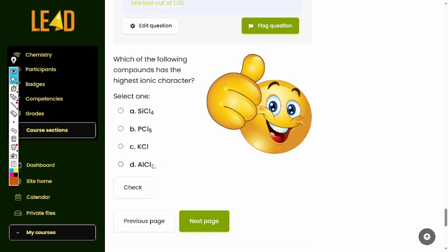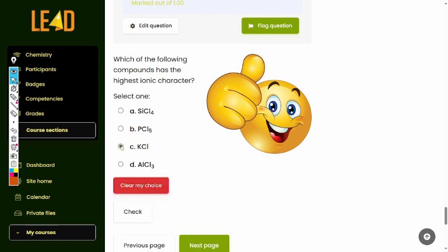But of these 2, which has a stronger ionic character, that can be determined by the electronegativity difference. The larger the difference in electronegativity, the more ionic it is. Now, potassium is in group 1, but aluminum is in group 3. Chlorine is in group 7. So from 1 to 7, in this case, the difference is very large, while from group 3 to group 7, the difference is not as much as from group 1 to group 7. So it means potassium chloride has a more ionic character.